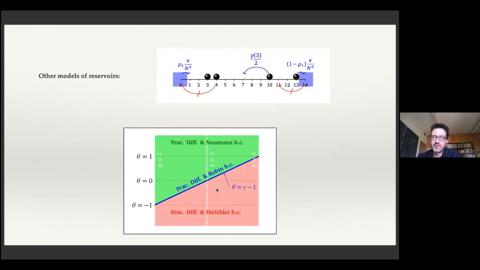So this is the theorem that we obtain, and now I would like to describe a bit more what these kinds of equations are that you can obtain in the hydrodynamic limits.